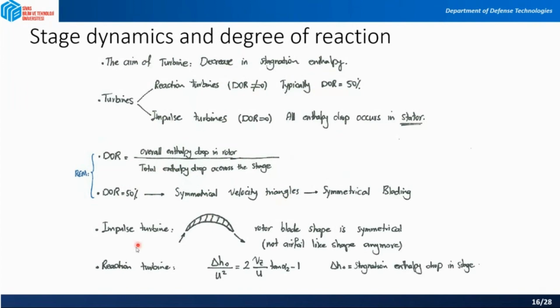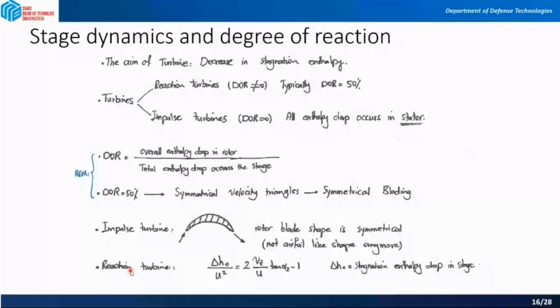For the impulse turbine, as you see in here, the rotor blade shape is symmetrical, so it's not in an airfoil-like shape anymore. But for the reaction turbine, it's in an airfoil shape, and you remember from the relations that we had before, you can relate this enthalpy drop to the angles and velocities of the rotor blade. So this delta H0 is actually a stagnation enthalpy drop in one stage.